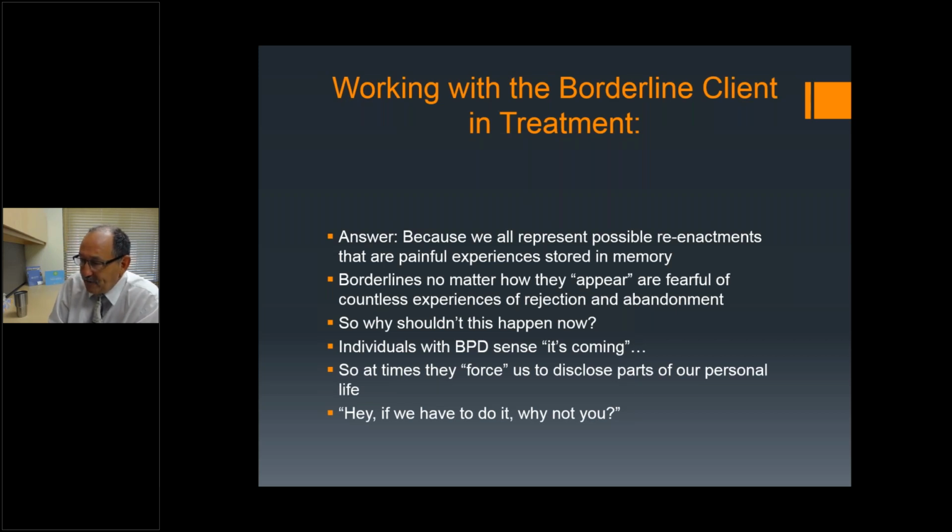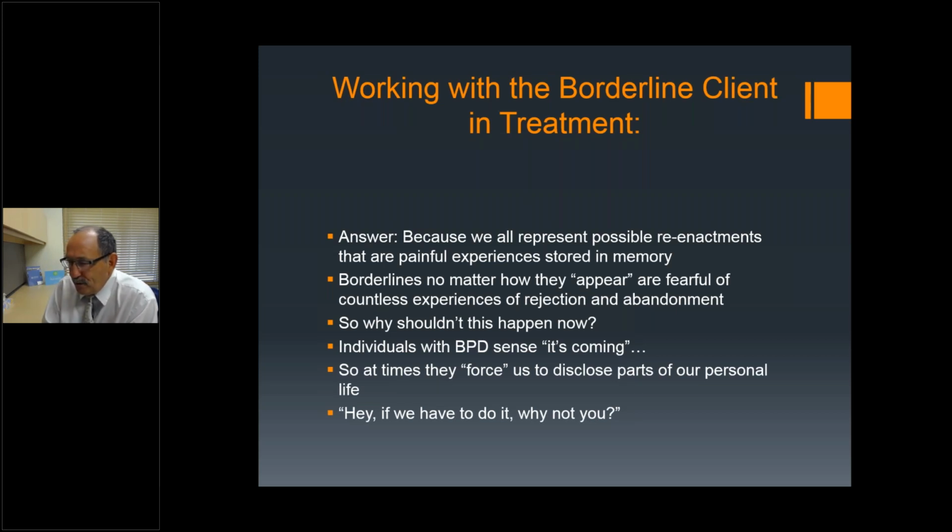So the answer is obviously because we all represent reenactments, or possible reenactments, that are painful. Borderlines, no matter how they appear, are fearful of countless experiences of rejection and abandonment. So what do we normally see in a group environment or an individual environment, more importantly in the group environment? Borderline does not appear fearful of rejection or abandonment. As a matter of fact, she feels what? Usually the other side. There's a heavy overcompensation, and she's cocky and arrogant and flippant and wants a challenge.